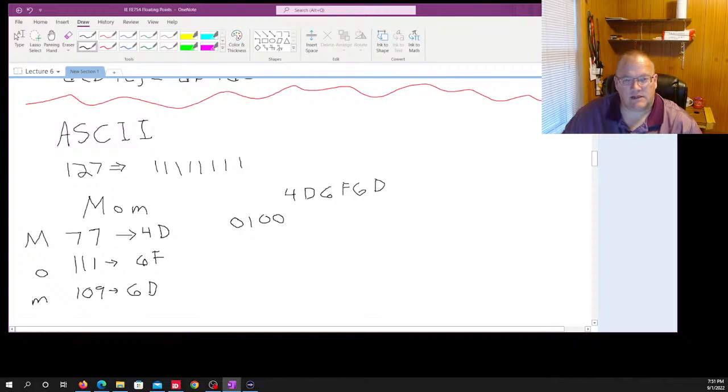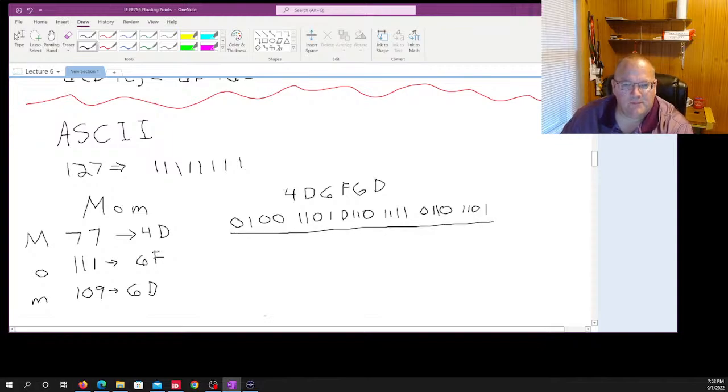D is 2 less than F, so it's 1, 1, 0, 1. And then 6, which is 0, 1, 1, 0. And then F, which is 4 ones, and then 6 again, which is 0, 1, 1, 0. And then D, which is 1, 1, 0, 1. So that, right there, spells mom.